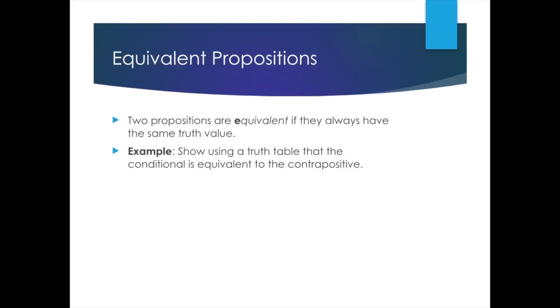Now let us discuss something called equivalent propositions. We said before two propositions are equivalent if they always have the same truth value. So this is by a biconditional statement. Show using a truth table that the conditional is equivalent to the contrapositive.